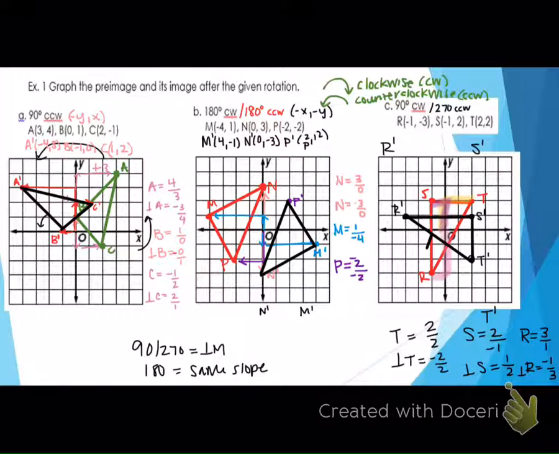So R prime is now at negative 3, positive 1, right? S prime is now at 2, 1. And T is now at 2, negative 2, right? Did I do that right? Yes. So what happened there? You switched x and y, and which one became negative this time? Not the y, the x value, the original x value. So you switch x and y, and the original x value is the one that changes signs. So those are your rules that are on that very last slide.